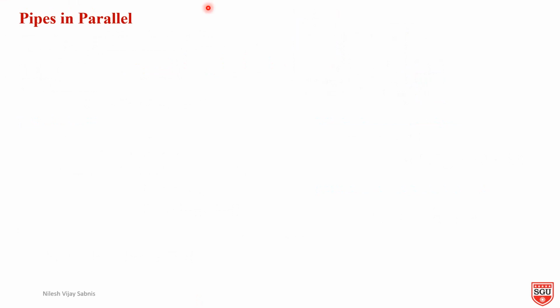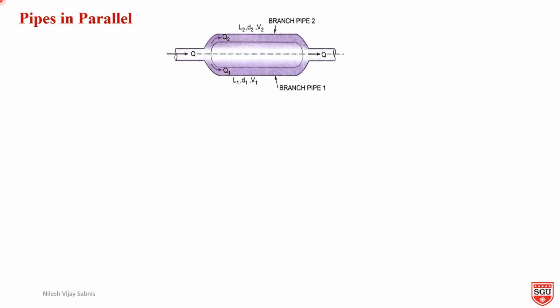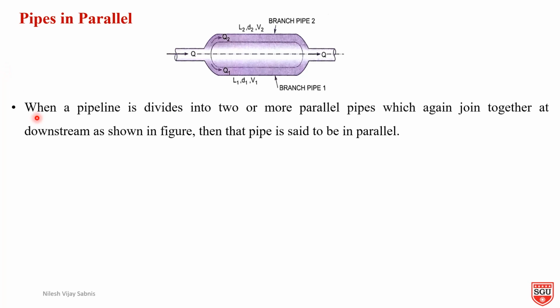Now we will see when we connect the pipes in parallel. Here is the example. When a pipe is divided into two or more parallel pipes which again join together downstream as shown in the figure, then the pipe is said to be in parallel. Here is one pipe, it is getting divided into two pipes and again the pipes come back to the original. So discharge is going to divide into two pipes, Q1 and Q2. So in other words we can say Q is equal to Q1 plus Q2.